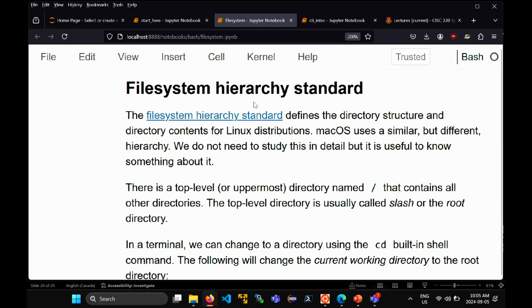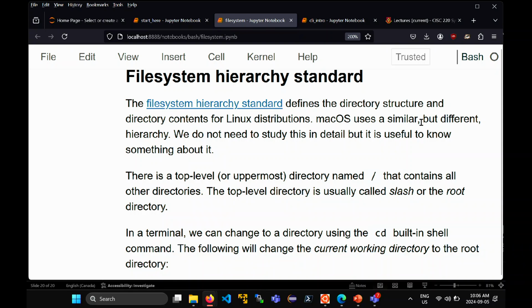So the hierarchy standard defines the directory structures that are common, that a Linux distribution might want to follow, right? Mac OS has its own standard, but because Apple controls the operating system, the fact that there's a standard form isn't so important. Nobody else is making another operating system for Mac, so they have full control over it. So it's similar, but it's different. Now, you don't actually need to know all of the gory details about the standard, but it is very useful to know something about how a typical Linux file system is laid out.